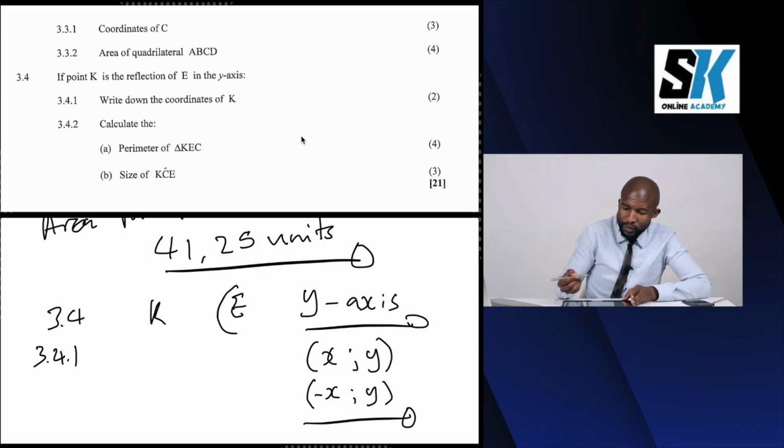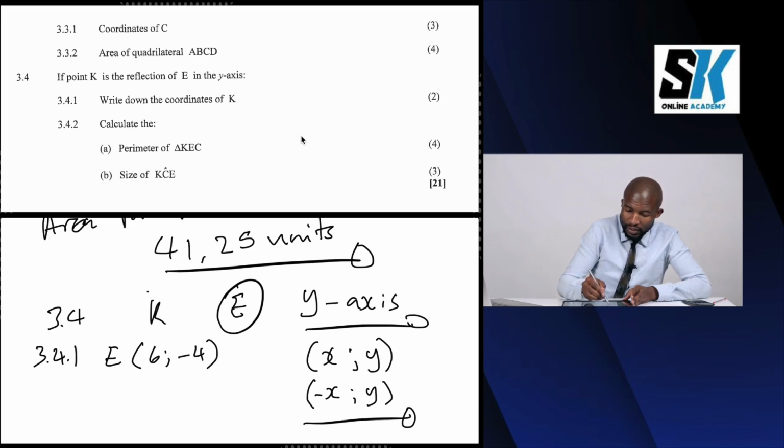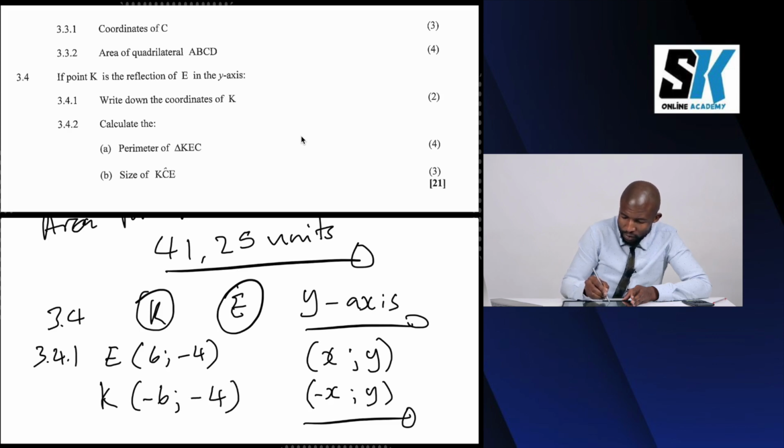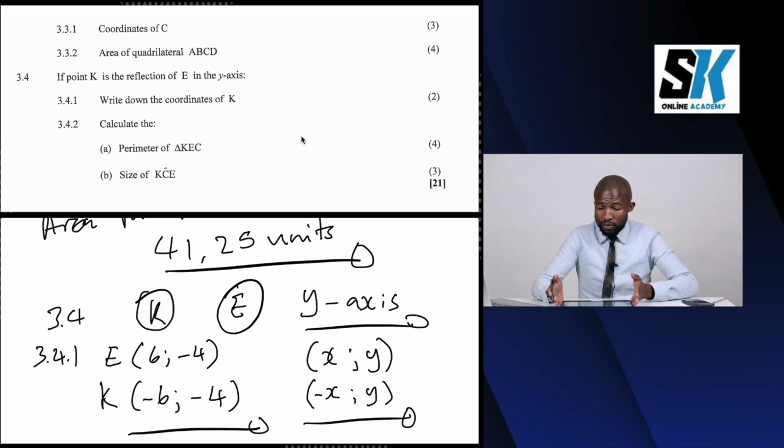So now let's look at point E. If you remember, point E is (6; -4). So the reflected point would be (-6; -4). So that is how you get your mark for that question, which is just 2 marks.